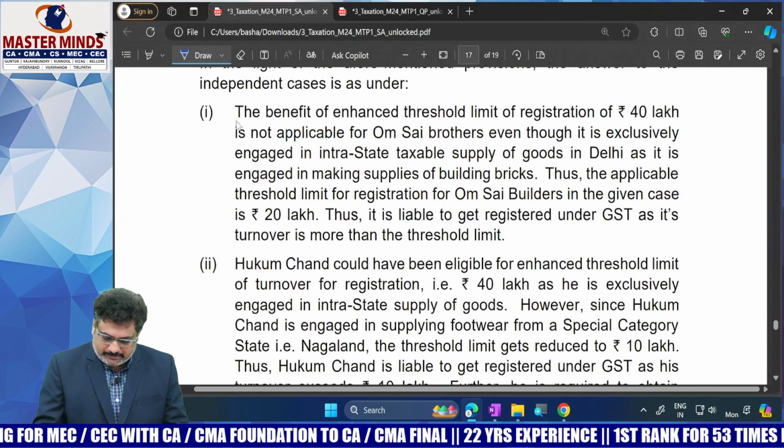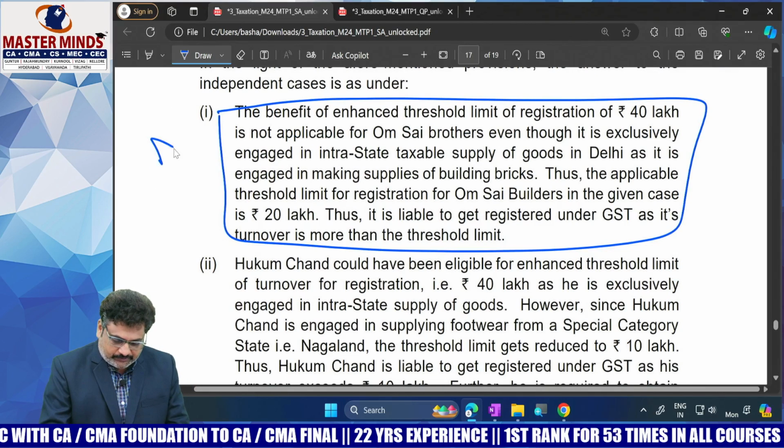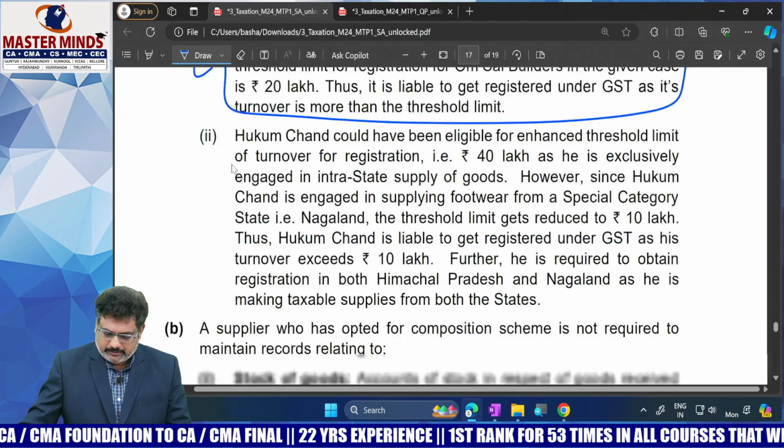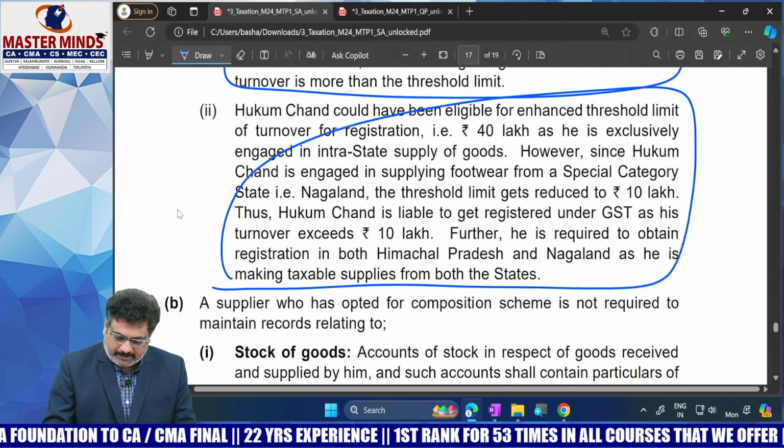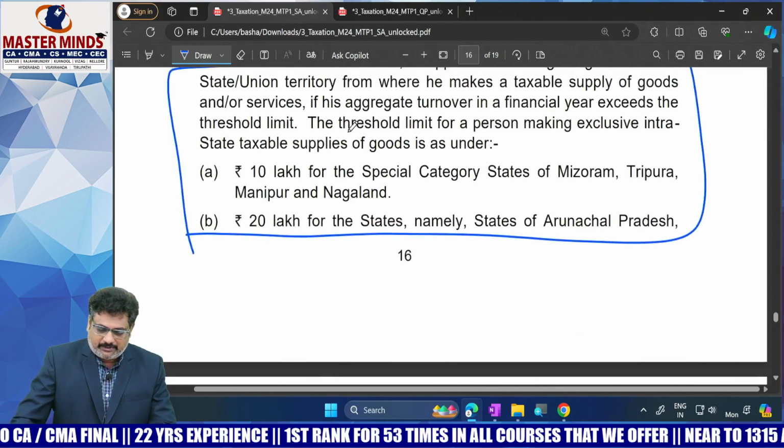Based on that, this is the analysis and conclusion for each one. This is analysis and conclusion. This is with respect to the second one, analysis and conclusion. See this. And this is what is stated in section 22.